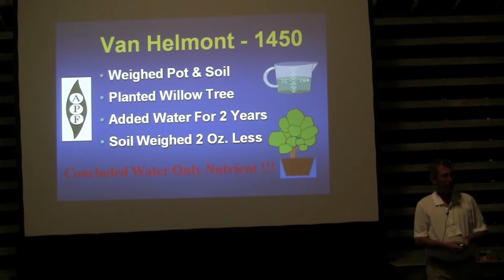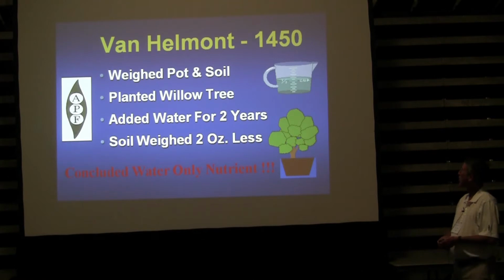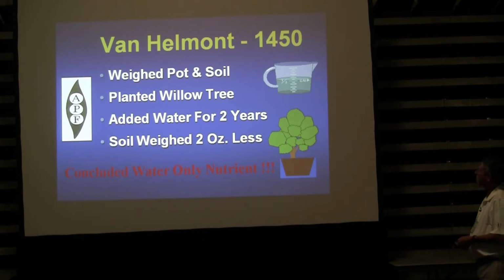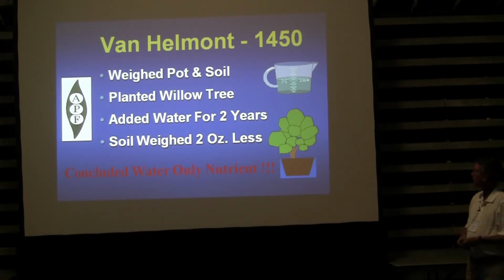Back in 1450, we had no idea what was needed to grow a plant. So Van Helmont, this is the famous willow tree experiment. He was a good scientist. He planted a willow tree in a pot, and he knew how much soil was in there, and he added water for 2 years. So this willow tree grew. At the 2 years, he took all the soil off the root system, weighed it, and it weighed 2 ounces less than when he started. Soil's not needed. It's just holding the roots. The only thing needed is water. So that threw us off for 400 years.